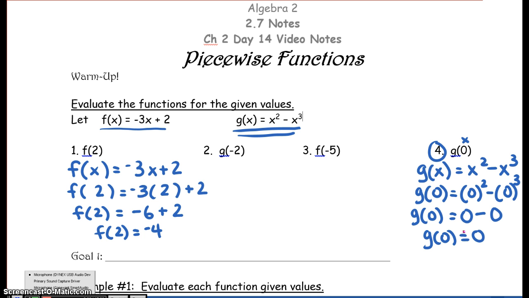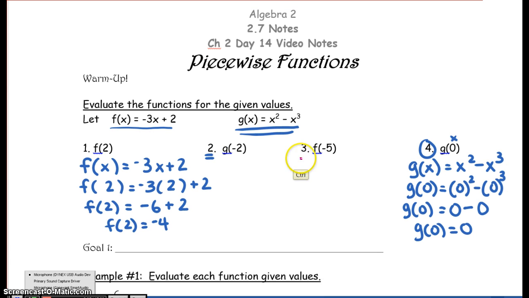What I'd like you to do right now is pause me and try number 2 and number 3 yourself. I'm 100% sure you can do this. Did you pause me? Pause me. We're going to go over those problems in class, so make sure you pause me and solve them.